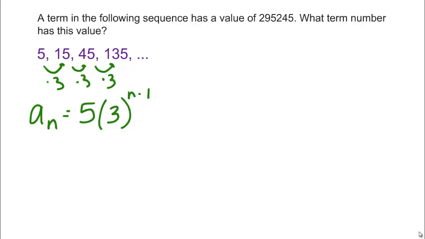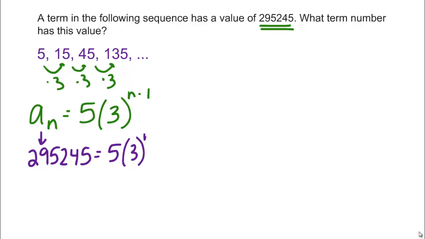Now let's think about what we'd have to do. We need to know what term number has that value. So we're going to plug in 295,245 for an. And let's see what our equation looks like. This is an exponential equation. Let's try to get our exponential piece by itself first. We can do that by dividing both sides by 5. And we get 3 to the n minus 1 equals 295,245 divided by 5, which is 59,049.